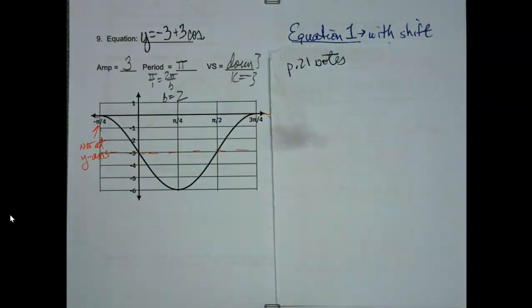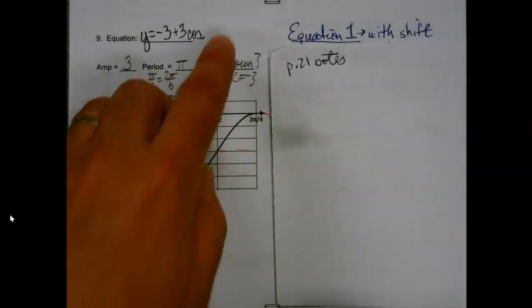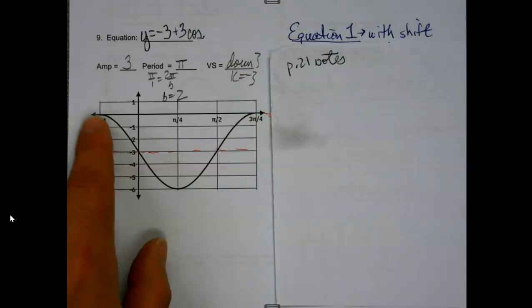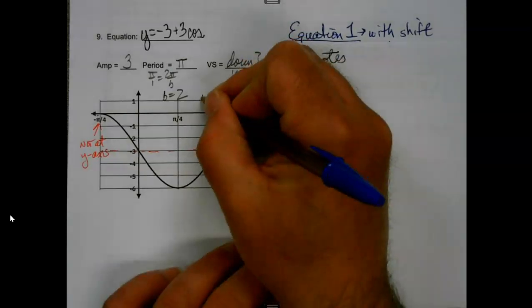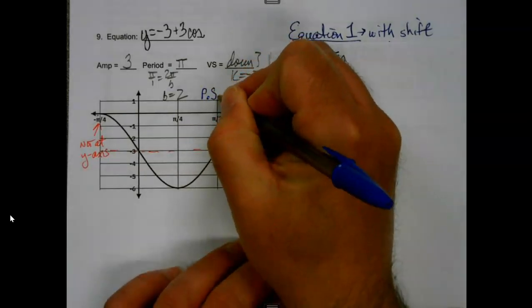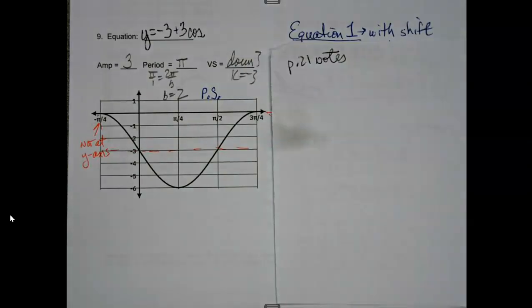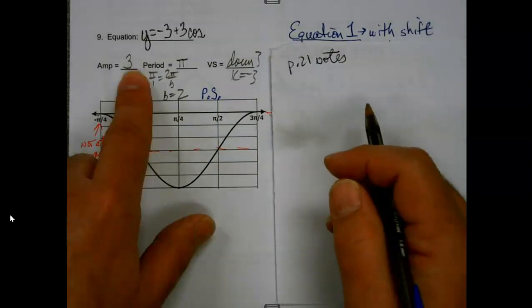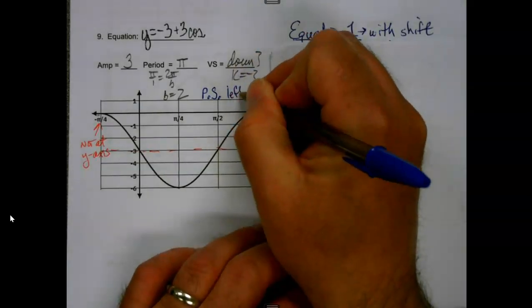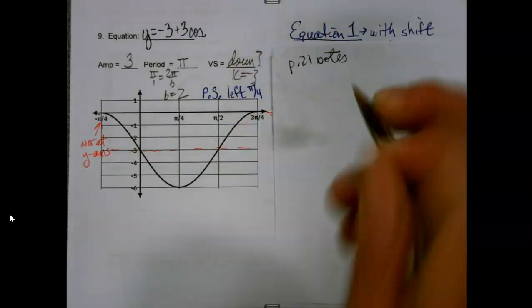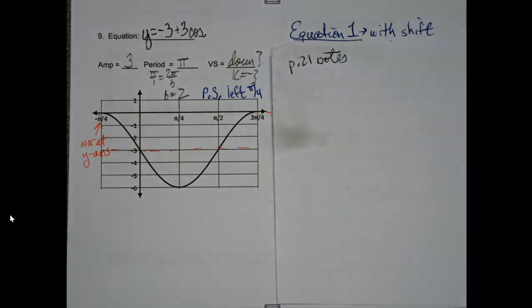This is where life starts to get a little more interesting, though, because yesterday we just said it's 2x, and we were good. But we didn't take this move into consideration. So, one little piece to add. If I start normally at the y-axis, I went left pi over 4. I have a phase shift.